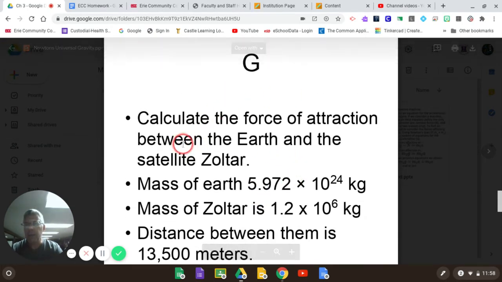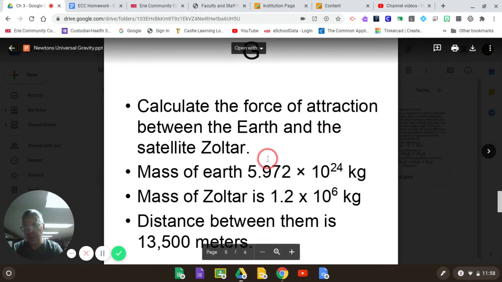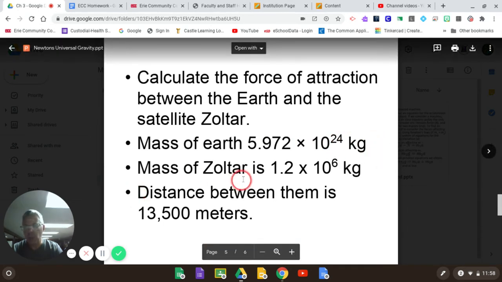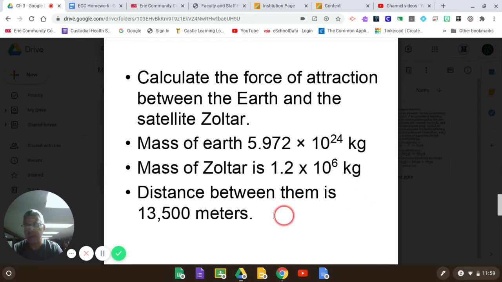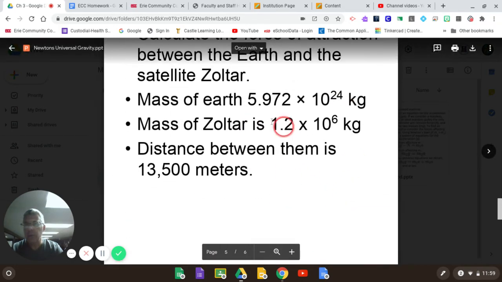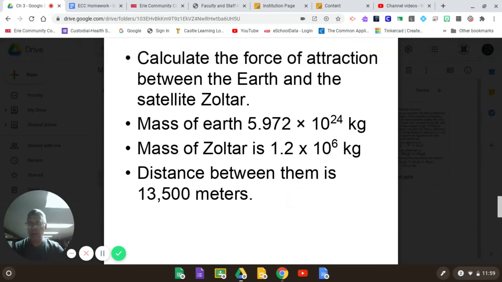G. So here's a little question we're going to do for ourselves. Calculate the force of attraction between the Earth and the satellite Zoltar. The mass of the Earth is 5.972 times 10 to the 24th kilograms. The mass of Zoltar is 1.2 times 10 to the 6 kilograms. And the distance between them, and I'm nice, I gave you 13,500 meters. I didn't put it in kilometers where you'd have to convert. I want you to try this out and see what you get. I'm going to do it on my calculator right now. And don't forget the 6.67 times 10 to the minus 11th.